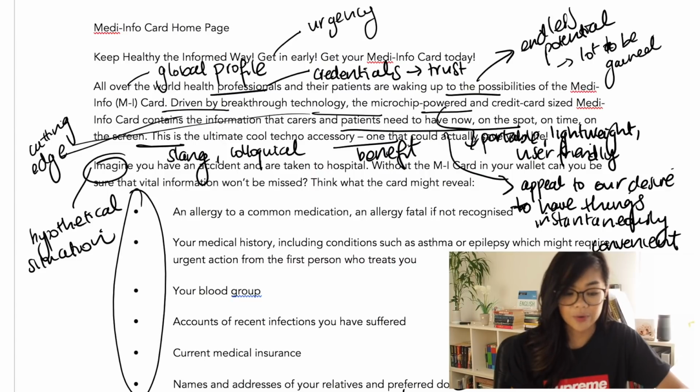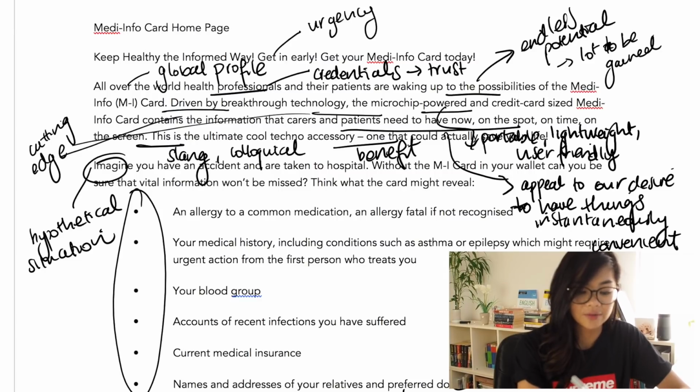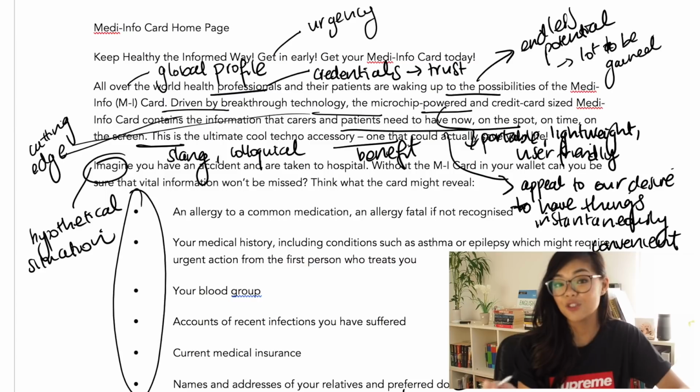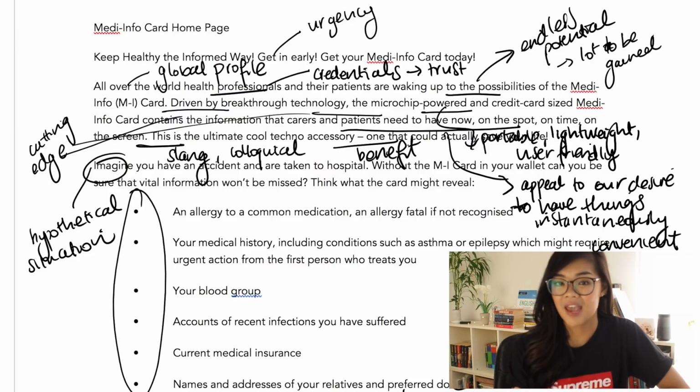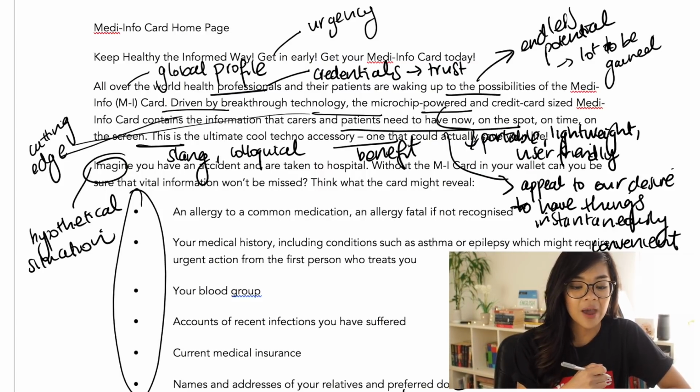All over the world, health professionals and their patients are waking up to the possibilities of the Medi Info MI card. So all over the world is indicative of a global profile. This indicates that if it's good enough for the rest of the world, then surely it must be good enough for Australians like you and me. So that may invite readers to jump on board with whatever this Medi info card is about.